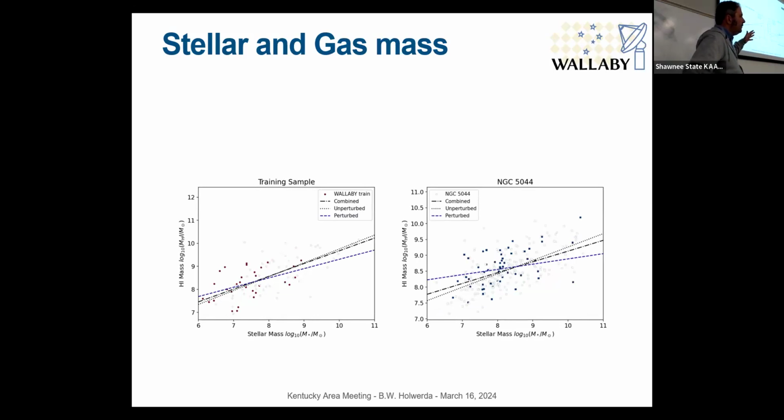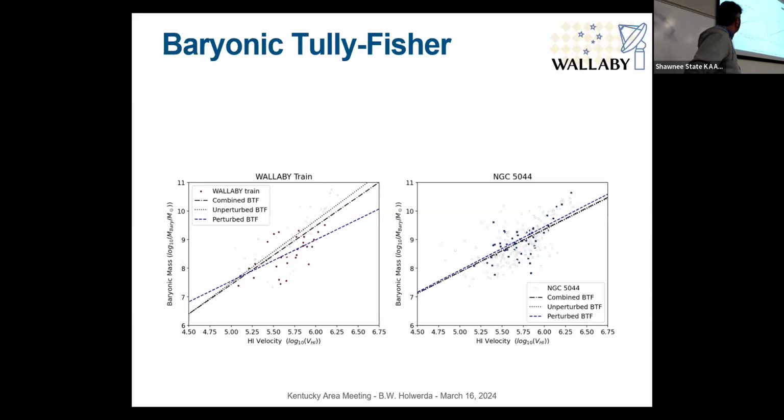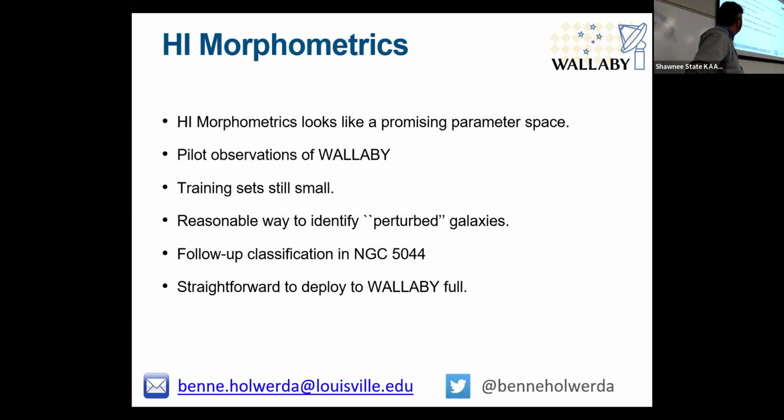So basically, if you're a big galaxy, you've relatively speaking lost a bit of H1. That seems to make sense. All right, then I tried to do the baryonic Tully-Fisher relation. I'm not sure what came out of that. They all seem to be agreeing, and in my training sample it seems to be much flatter, so it's unclear what's happening there. So yeah, the training set's still small.